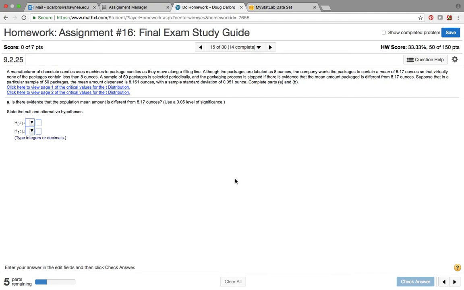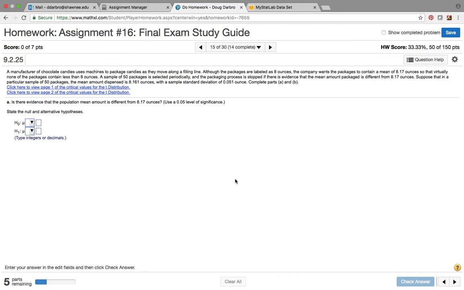All right, a manufacturer of chocolate candies uses machines to package candies as they move along a filling line. Although the packages are labeled as 8 ounces, the company wants the package to contain a mean of 8.17, so that virtually none of the packages contain less than 8 ounces. That makes total sense. A sample of 50 packages is selected periodically. The packaging process is stopped if there is evidence that the mean amount packaged is different than 8.17.